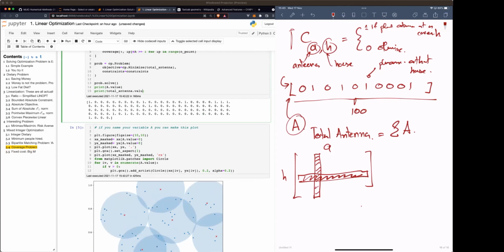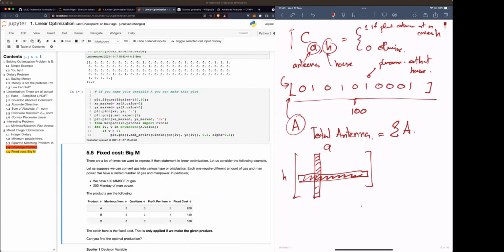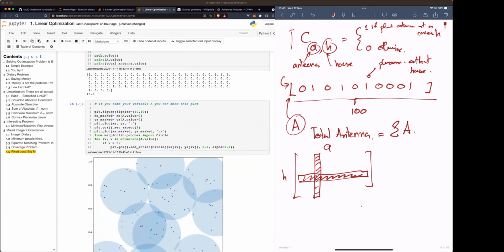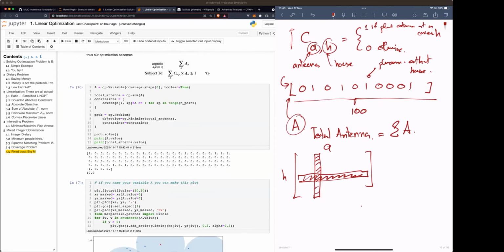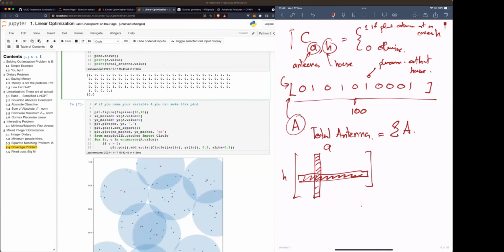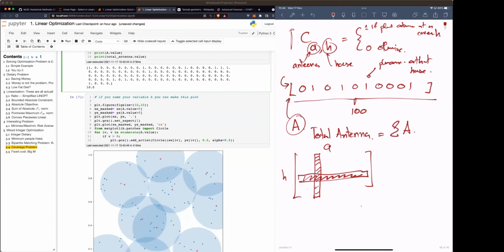Right. How many antenna are there? 10. You only need 10. Okay, so you need 10 antenna. And this is the place where you should pick. Okay, so you see, these 2 lines are so powerful to do this. Any questions?